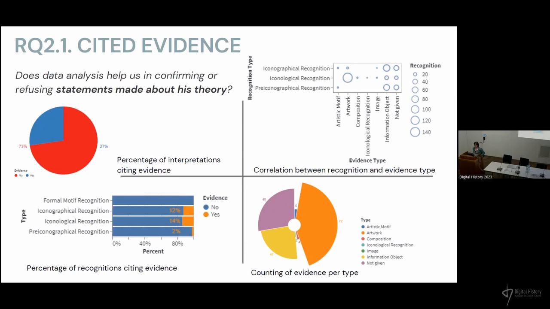But if we look into the data, all these analyses were done with SPARQL queries. We see that only 27% of interpretations cite an evidence. And if we look into the evidence type, in the lower right corner, the major part of evidence type is artworks. And information objects, so textual sources, are cited only mostly for iconographical and pre-iconographical recognitions, so the first two levels of interpretation. So apparently it seems from these results that it is not completely true that he's doing this heavy citation of textual sources.